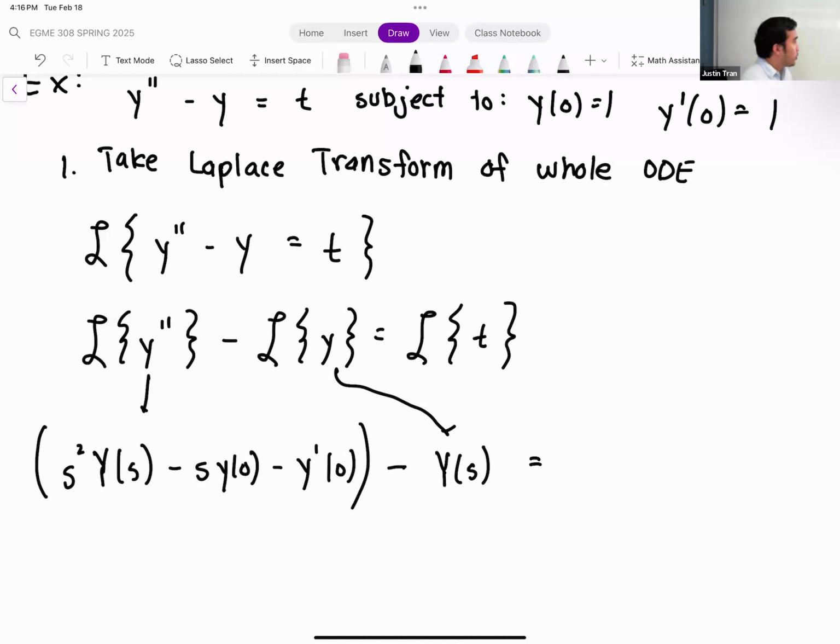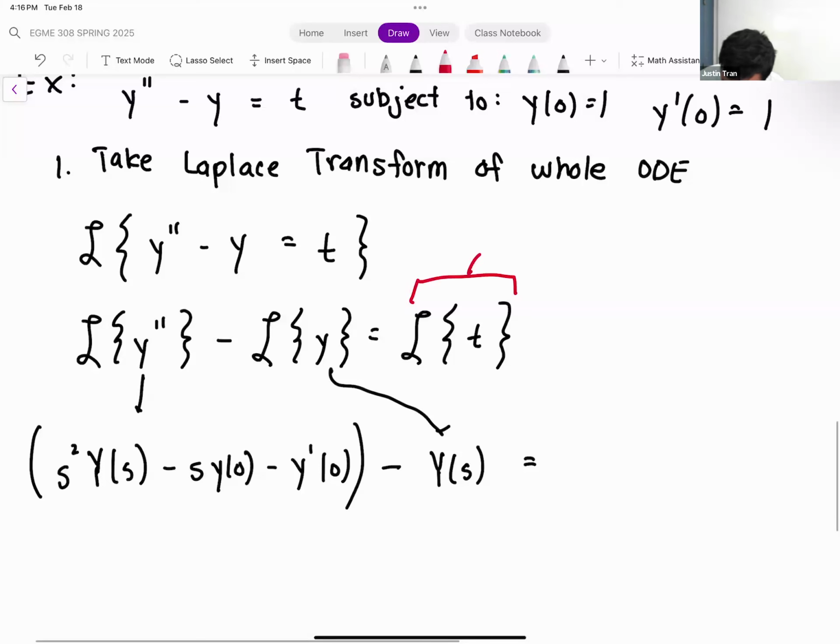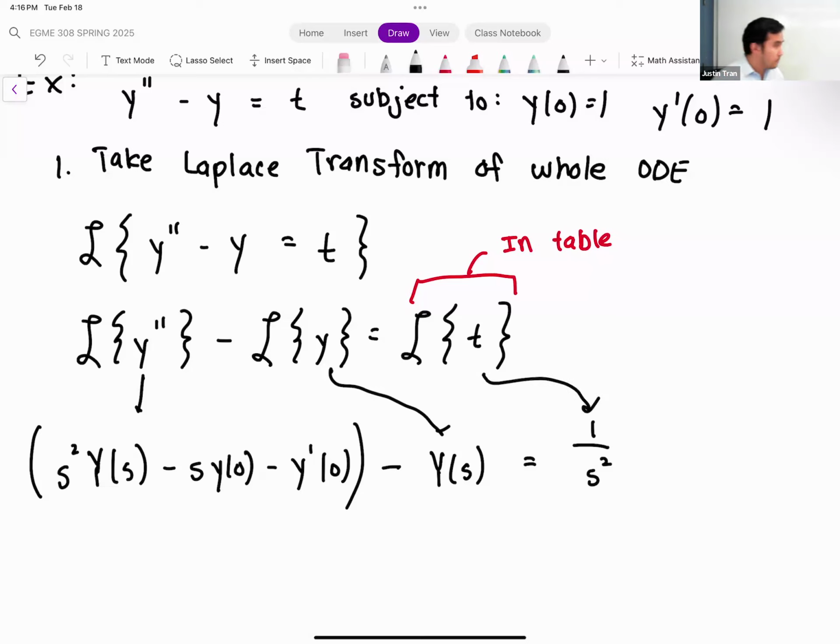And then finally, we have the Laplace transform of t. This is something that's in the table, so we can look it up. If we look it up, the Laplace transform of t is 1 over s squared. So we've done step one.